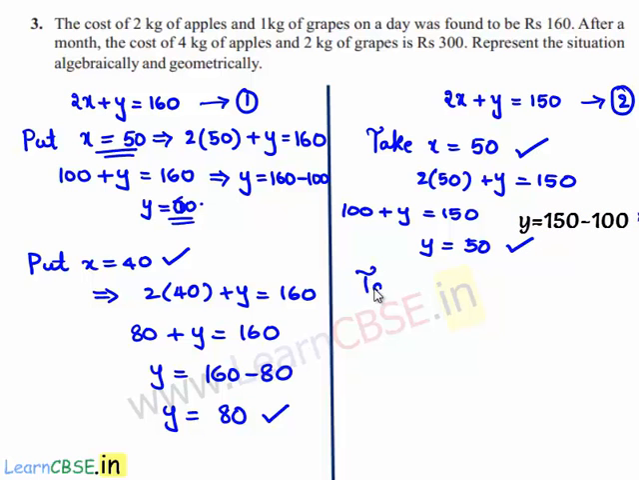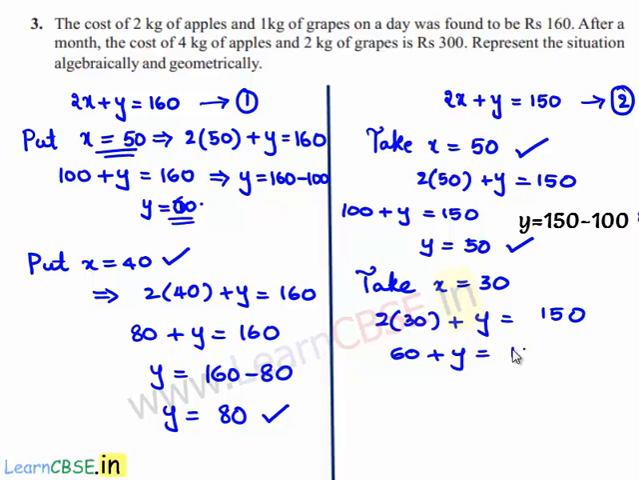Now take x is equal to 30. That is 2 times 30 plus y is equal to 150. So we get 60 plus y is equal to 150. That is nothing but y is equal to 150 minus 60, which is 90. Therefore, the value of y is equal to 90. So if x is equal to 30, the value of y is 90.